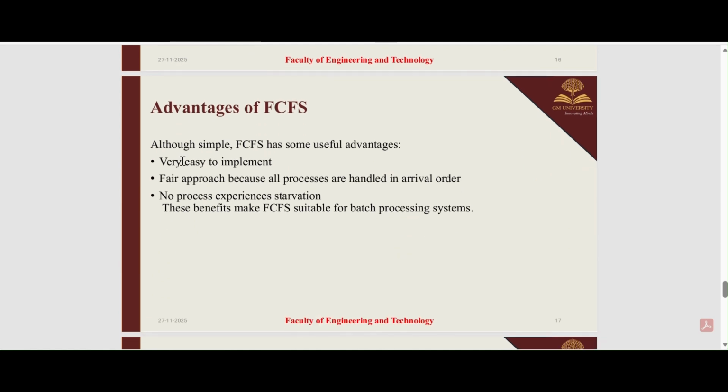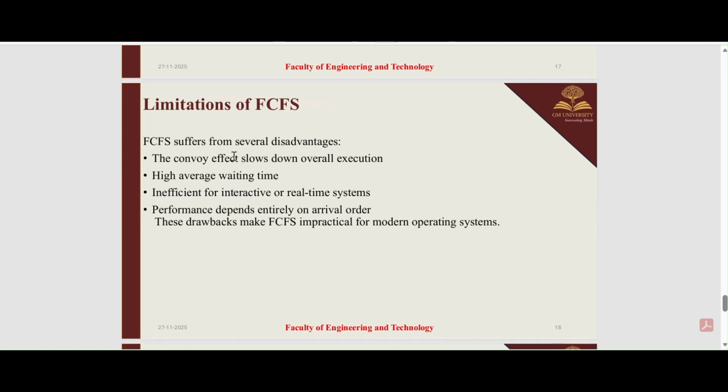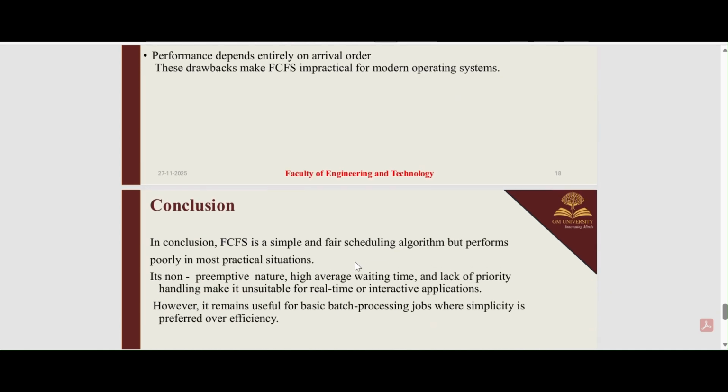Advantages: it is very easy to implement and a fair approach because all processes are handled in arrival order. No process experiences starvation. These benefits make FCFS suitable for batch processing systems. Limitations: the convoy effect slows down overall execution, high average waiting times, inefficient for interactive or real-time systems. Performance depends entirely on the arrival order. These drawbacks make FCFS unsuitable for modern operating systems.